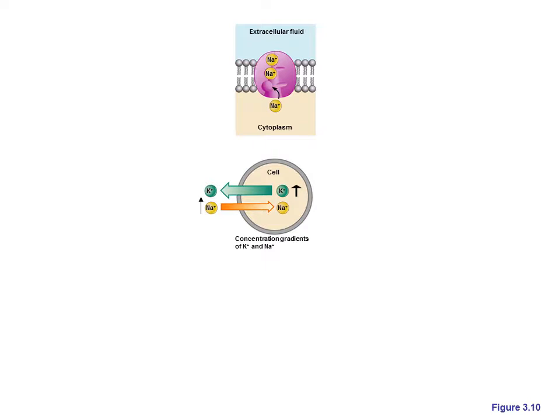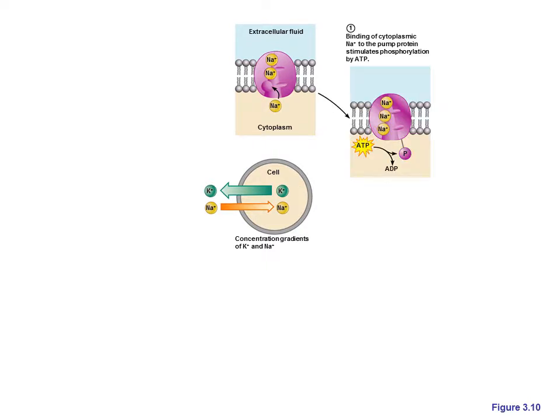We have sodium binding to the carrier protein. Energy is required. Phosphorylation occurs where the energy is going to be removed from the high energy phosphate bond, and I'm going to release that energy. I'm going to form an ADP and a phosphate.